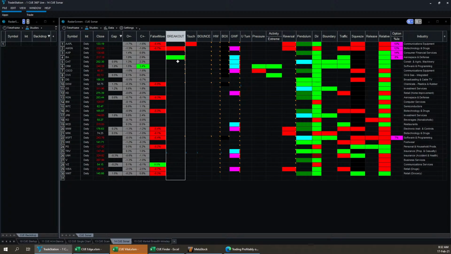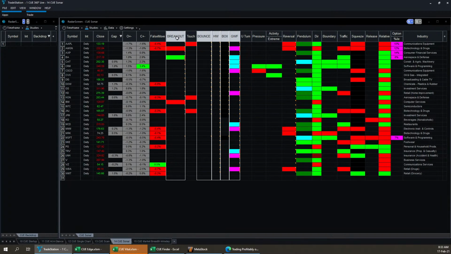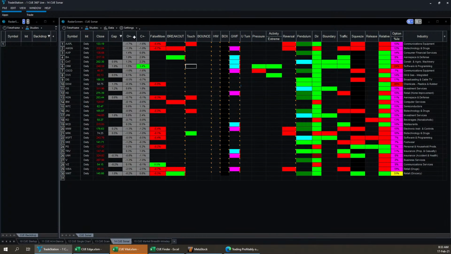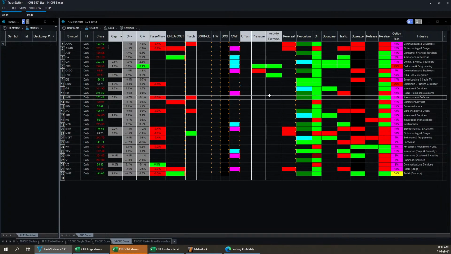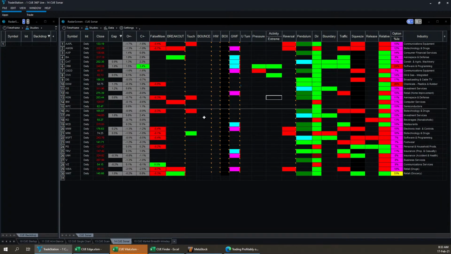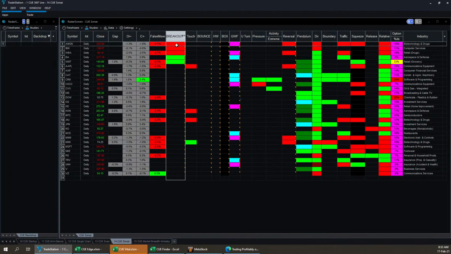Q Elite's sonar on TradeStation calculates multiple signals in real time. Some of them are trade setups like breakout, bounce, headwind, box, go with flow. The trade setups are with full capital in header. And then there are other signals like gap, change from open, change from close, false move, touch, U-turn, pressure, activity, etc.